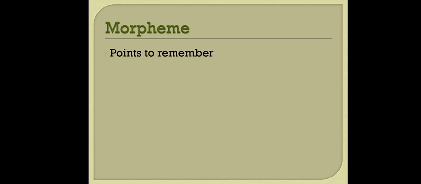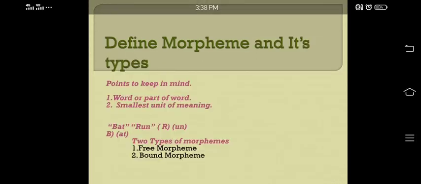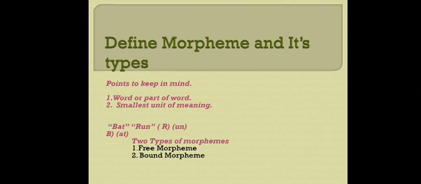So let's discuss morpheme. Morpheme is the smallest unit of meaning. It means it cannot be divided into meaningful parts. So point number 1. Point number 2, you have to understand that a morpheme can be a word or a part of a word. So let's take an example. Morpheme can be a word or a part of a word, or it is the smallest unit of meaning.